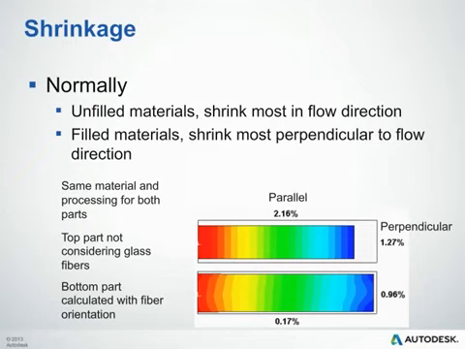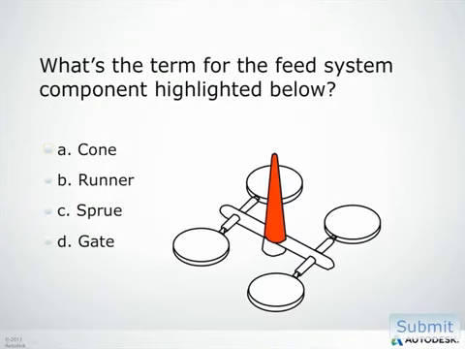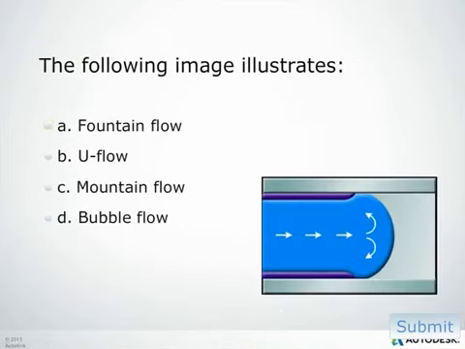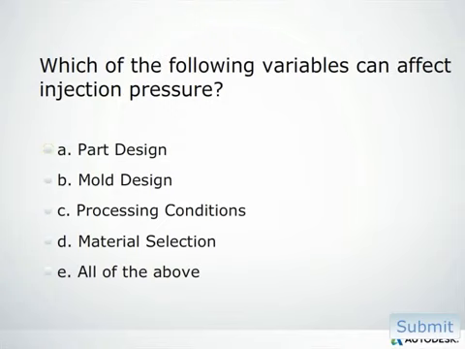So which of the following components can be found on an injection molding machine? What's the term for the feed system component highlighted below? The following image illustrates unfilled materials typically shrink more in the direction of flow than transverse to it. True or false? Which of the following variables can affect injection pressure?